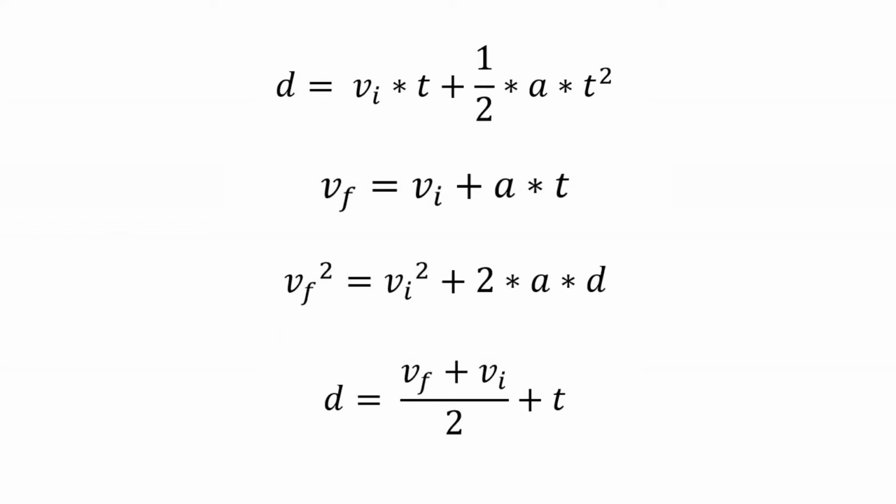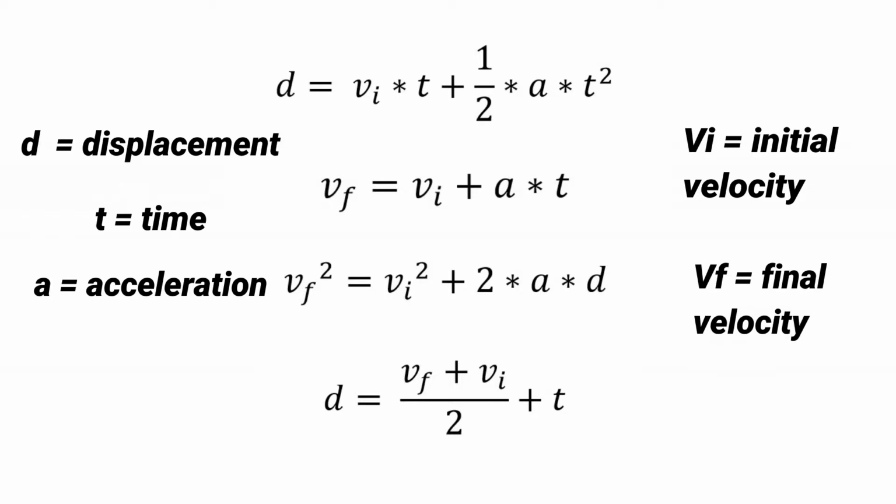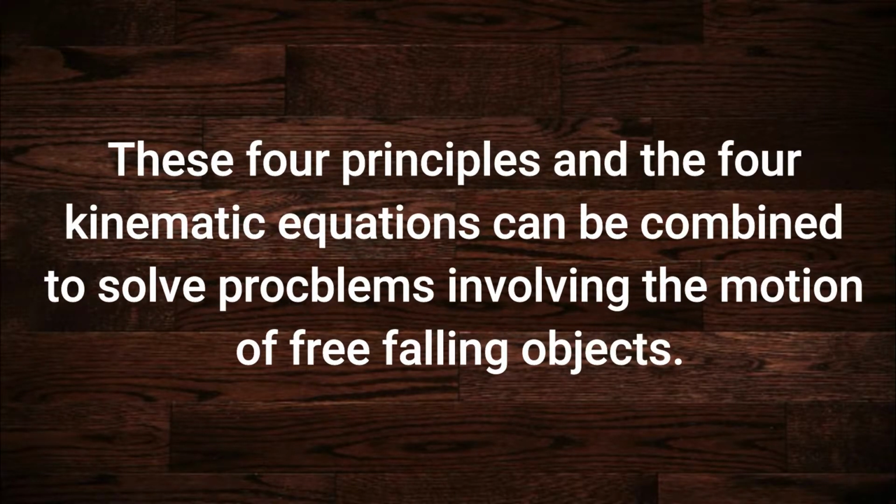The letters in the formulas have specific meanings. The symbol d stands for displacement, the symbol t for time, a for acceleration, vi stands for initial velocity, and the symbol vf stands for final velocity. These four principles and the four kinematic equations can be combined to solve problems involving the motion of free-falling objects.